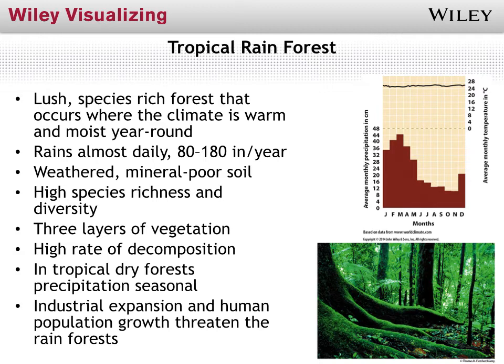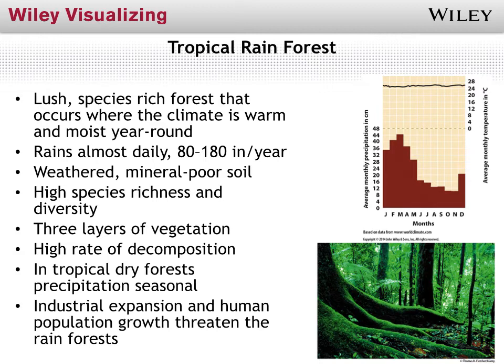Then on to tropical rainforests. The most biodiverse, the lushest type of habitat we have on the planet, and it's able to be that way because the climate is warm and moist year-round. Lots of rainfall can support a lot of plants, and because the temperature is always pretty similar, whether you're in January or May or June, it can support a high species richness. So lots of different species of plants, which means you can have a lot of different species of animals.